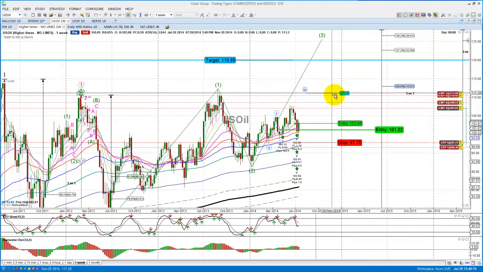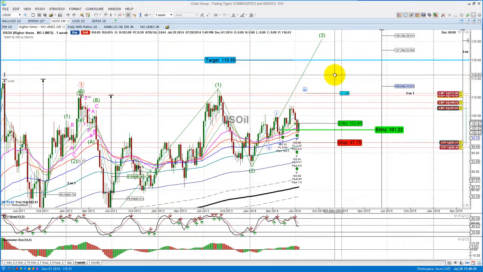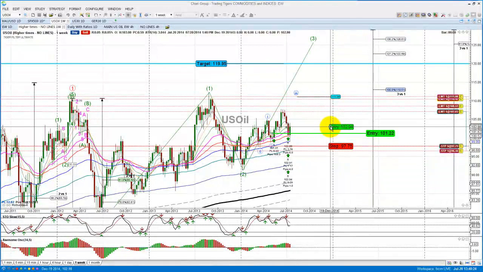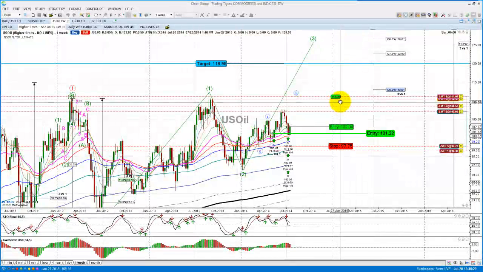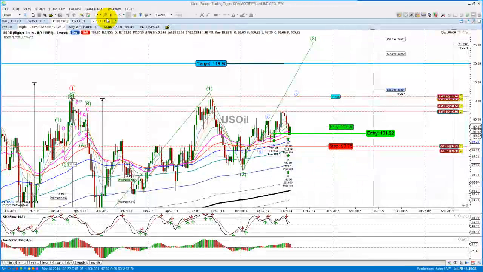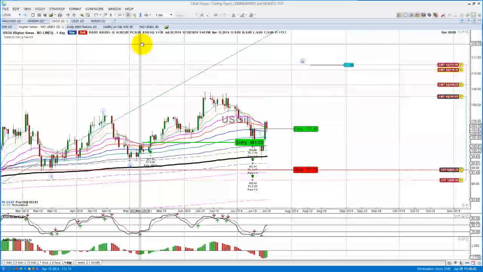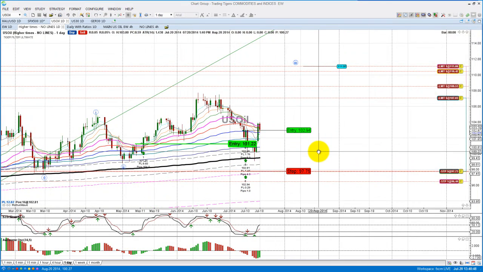So these different levels are different levels for exits, and we're putting our ultimate target at 119.95, and as you can see there we have 111.05. So looking for the moves to come up accordingly. Okay, fine. Let me bring that now onto the daily chart, US oil, so you can see a little bit more clearly where we stand right now.